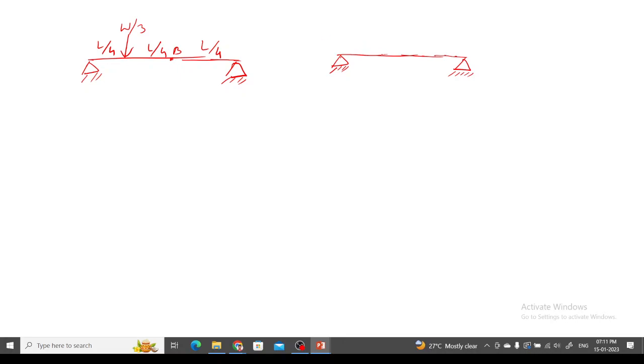And then here is point A, which is at a distance of L by 4. And here I have another load, which is W by 4. And this is L by 4, this is B, and this is L by 4. And the deflection here, YB, let's say, which is equal to YBA.